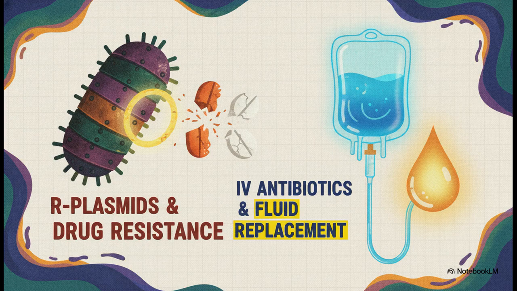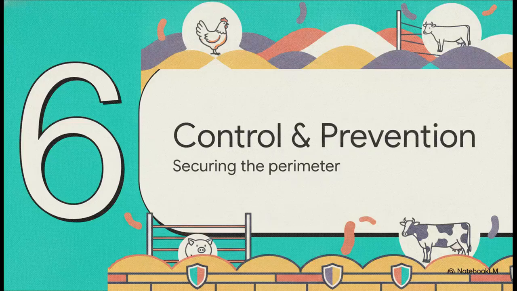For enteric cases, giving oral antibiotics can actually mess up the normal intestinal flora and make the animal excrete the bacteria for even longer. But in those severe septicemic cases we talked about, intravenous antibiotics and immediate fluid replacement to fight dehydration and shock are absolutely critical. Let's bring it home with Section 6, effective control and prevention.